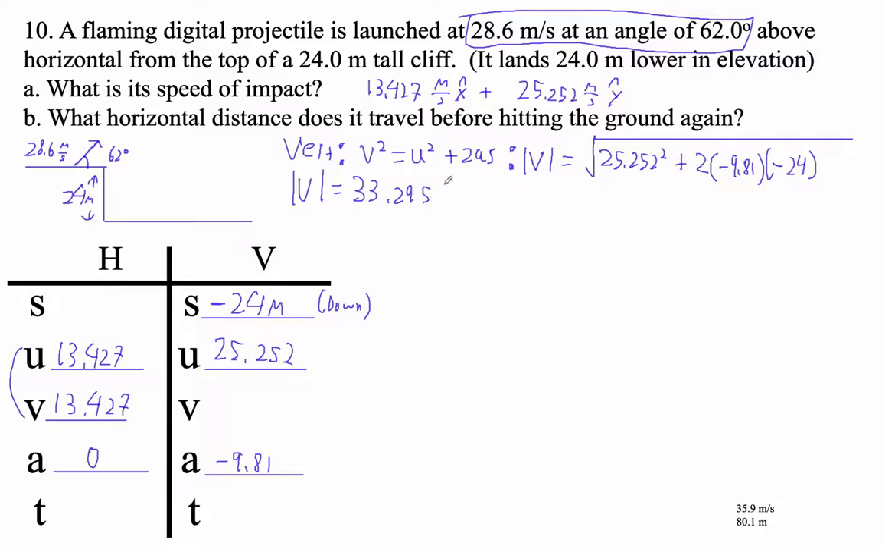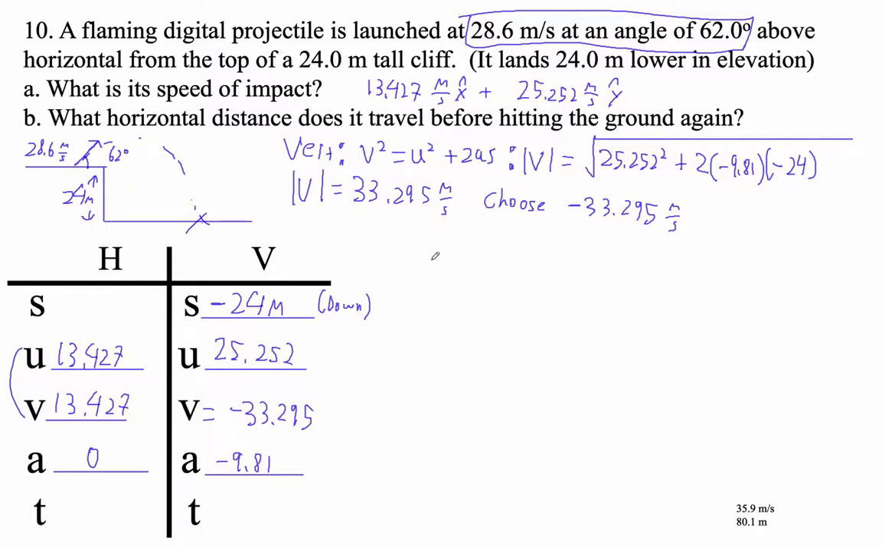So the absolute value of v is 33.295 meters per second, right? We choose, because we can choose, since it's going down when it hits there, right? Okay, we choose negative 33.29. Oh, it's not 295. It is 295. 33.295 meters per second. So this is negative 33.295, right? Because it's going down, right?